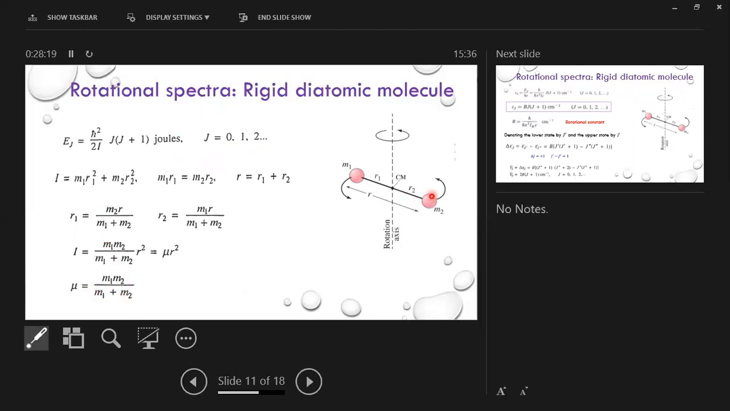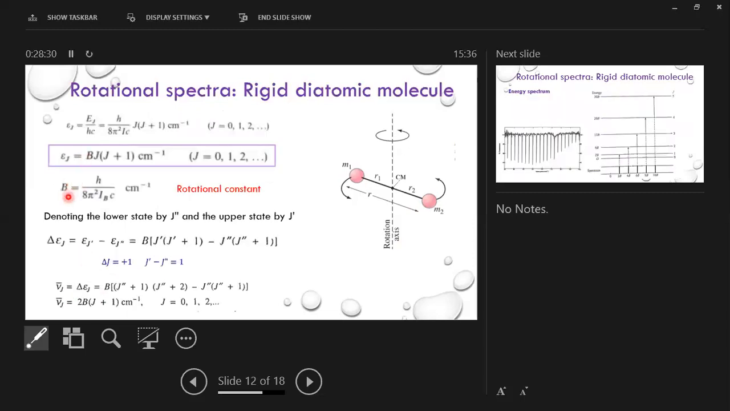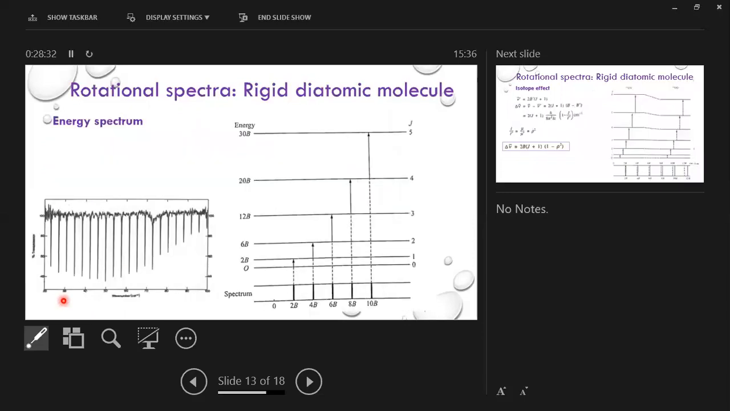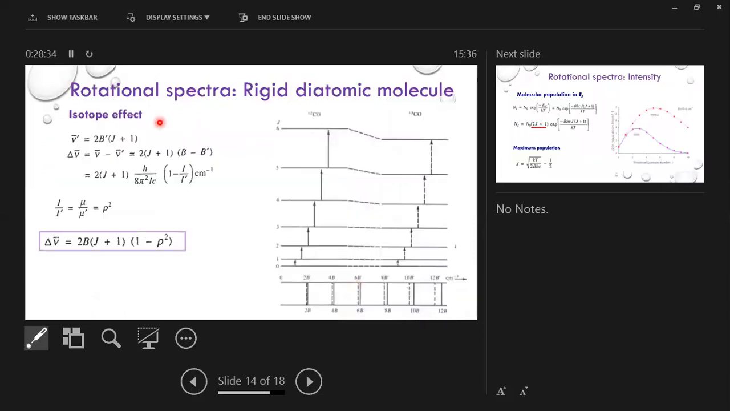So if we take this as the Cl molecule, for Cl35 this mass M2, and for Cl37 this M will be different. So mu will be different, I will be different, and this B will be different. So this energy spectrum will have a change.